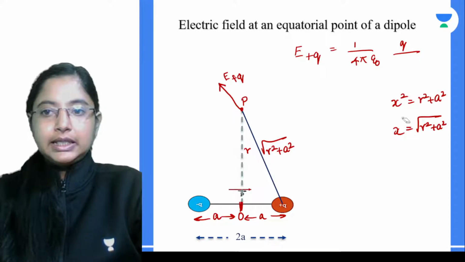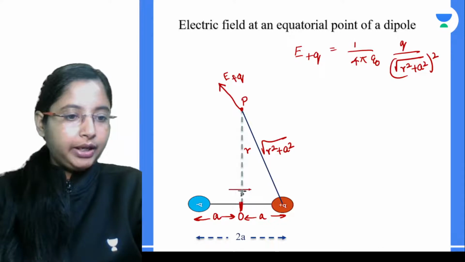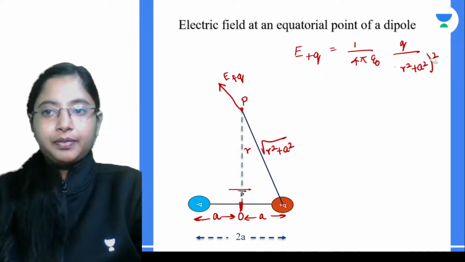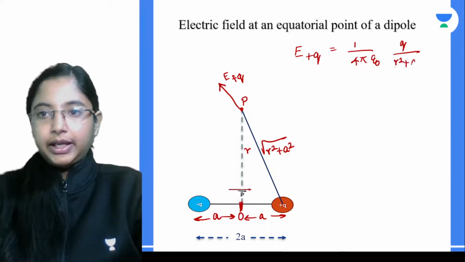So if this distance is root of r square plus a square, substitute that in the equation. In place of distance, we have root of r square plus a square, the whole square. So the square root and square get cancelled. So we have one equation, and this is nothing but r square plus a square.